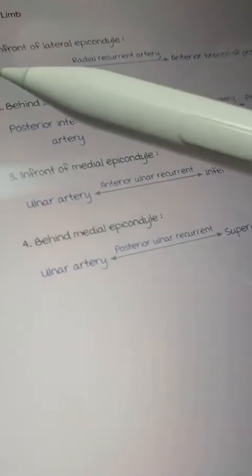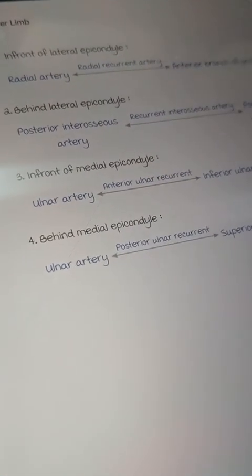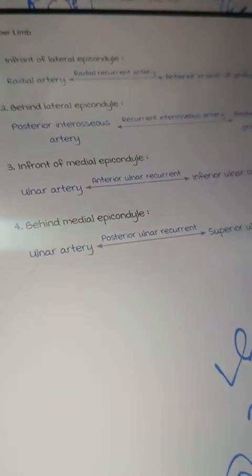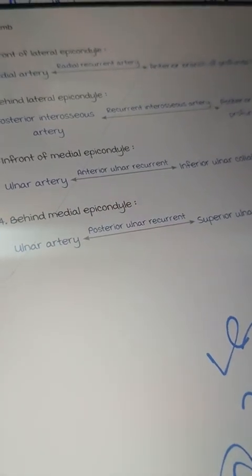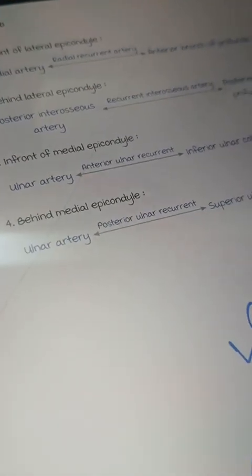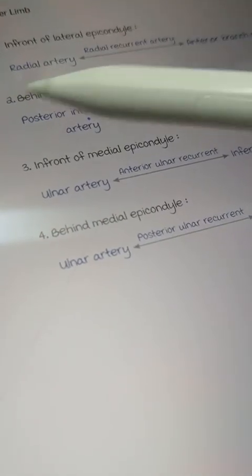Next, in front of the lateral epicondyle of the humerus, for example, that's the humerus, what we have is the radial artery. The radial artery in front of the lateral epicondyle will anastomose with the radial recurrent artery, that is, the anterior branch of the profunda brachii artery. Anastomosis means a joining part, so the radial recurrent artery will join the supply between the radial artery and the anterior branch.